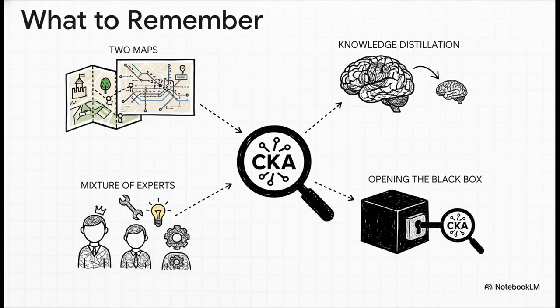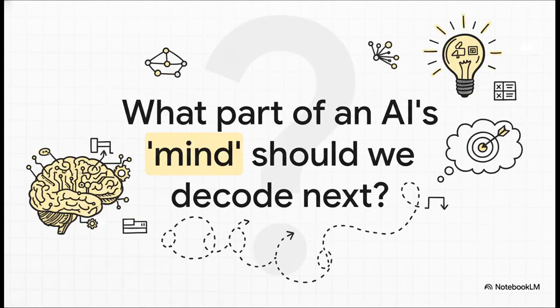And finally, it really is one of our best tools for turning that AI black box into something a little less mysterious. Tools like CKA give us this incredible new lens to see how an AI thinks, to actually map out its internal logic. But as we get better and better at decoding the how, we're left with an even bigger question, the one you see right here. As these systems get woven into every part of our lives, what part of their artificial minds should we even be trying to understand next? Where do we go from here?